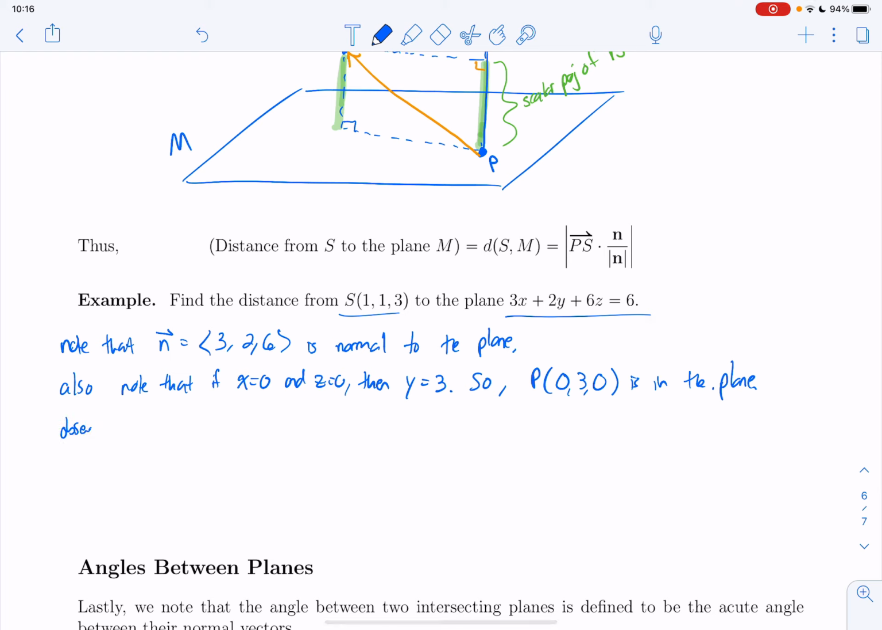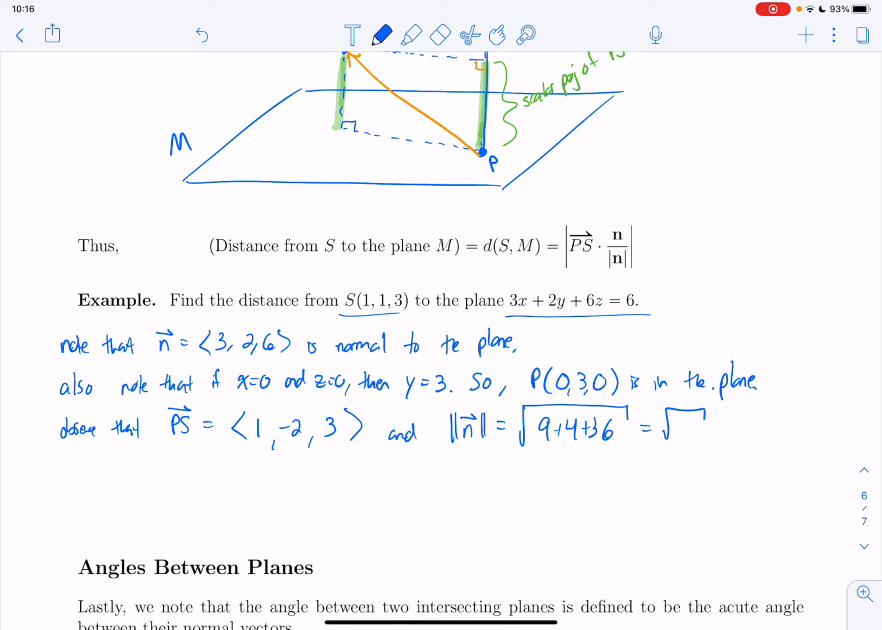So we'll observe that the vector connecting P to S is exactly going to be the vector 1 minus 0 is 1, 1 minus 3 is negative 2, 3 minus 0 is 3: 1, negative 3, 3. And we need to now compute the magnitude of N. So the magnitude of N is equal to the square root of 9 plus 4 plus 36. That's going to be the square root of 49, which we know is 7.